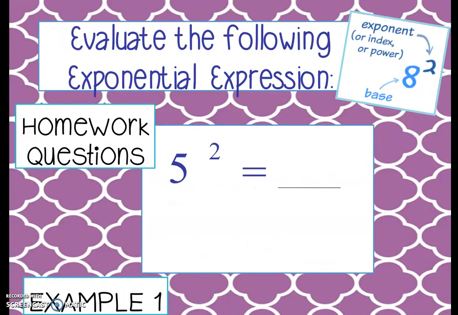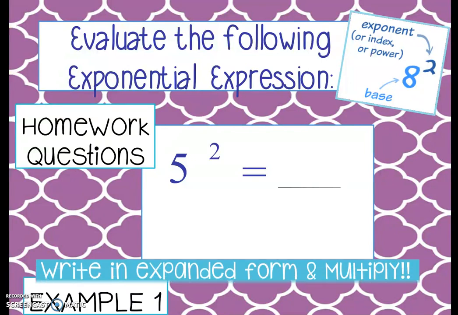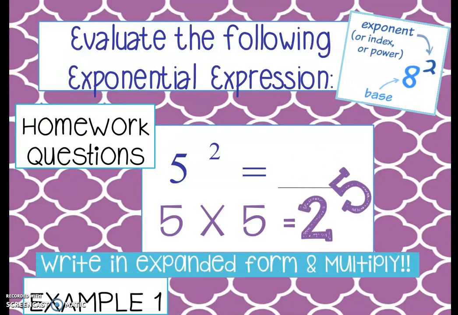So for example, we have 5 squared. If we write 5 squared, or 5 to the 2nd power, expanded, we're going to write 5 times 5. All we're going to do after that is multiply it out and we get 25. Pretty simple, pretty straightforward. However, as you go farther into the homework, it gets a little bit more complicated. So let's take a look at example 2.